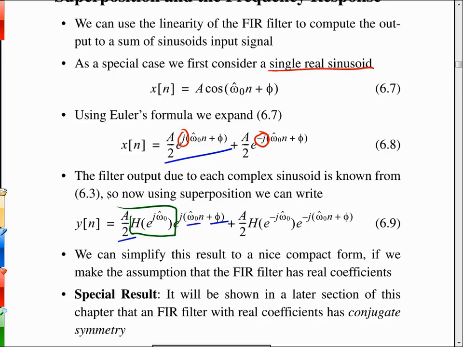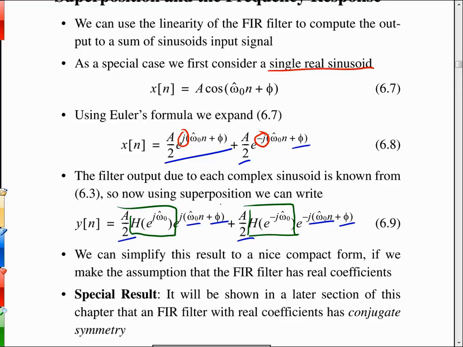the negative frequency signal, which has an amplitude of A over 2 and a phase of minus phi, because of the minus sign out in front, it comes out of the system with the minus phi and the A over 2 amplitude and at the negative frequency, and it is picking up the frequency response of the system at the minus j omega naught hat value, which again is some complex number, magnitude, and phase.